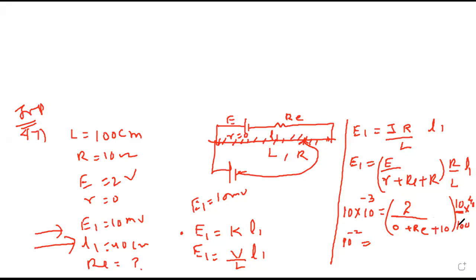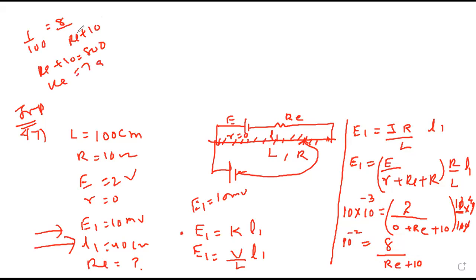So 10 raised to minus 2, this 1 0 1 0 here 1 0, this 0 cancel. 2 into 4 is 8 upon RE plus 10. 4 2 is 8, 0 0 cancel, RE plus 10 equals 800, RE equals 790. Very good, perfect answer. So this is 1 upon 100. अभी आपको आ गया, फिर खुद से कर लिया ना तो आ गया, परफेक्ट है. Beautiful, correct.